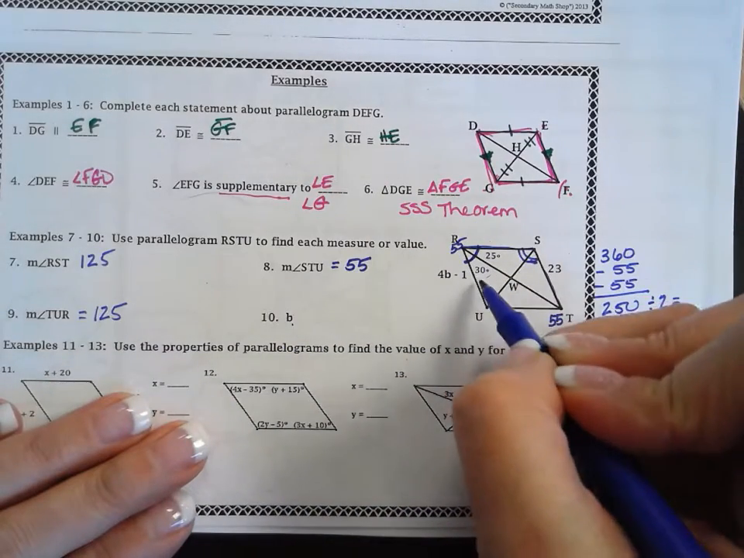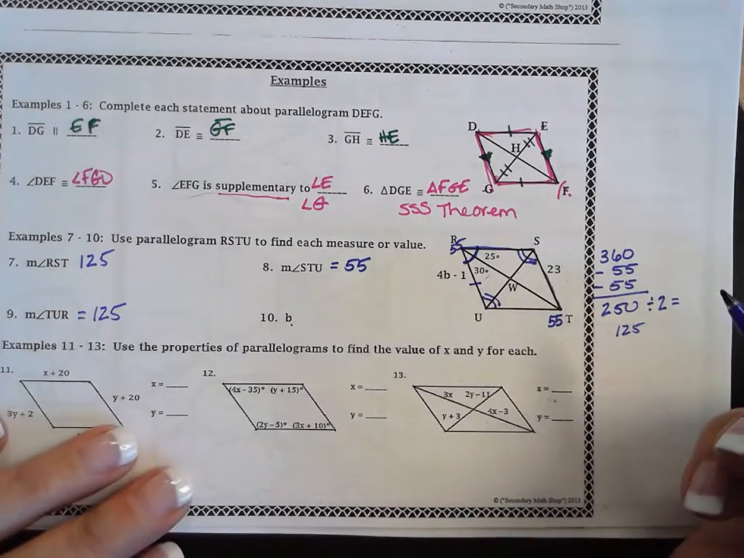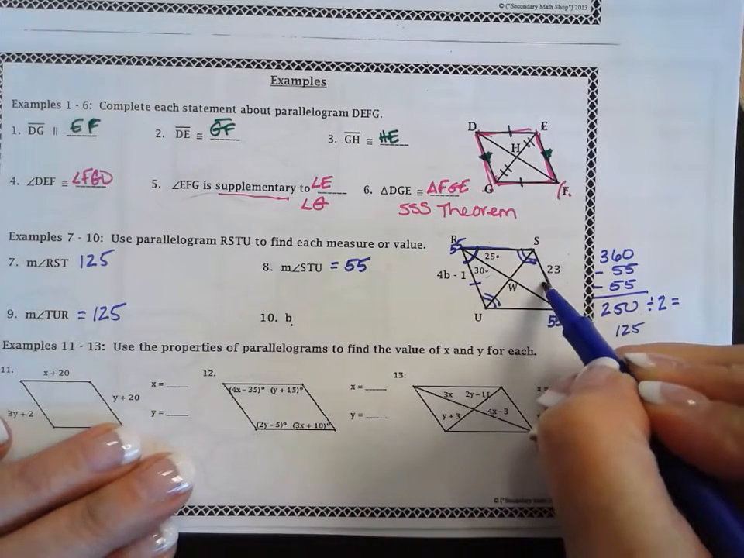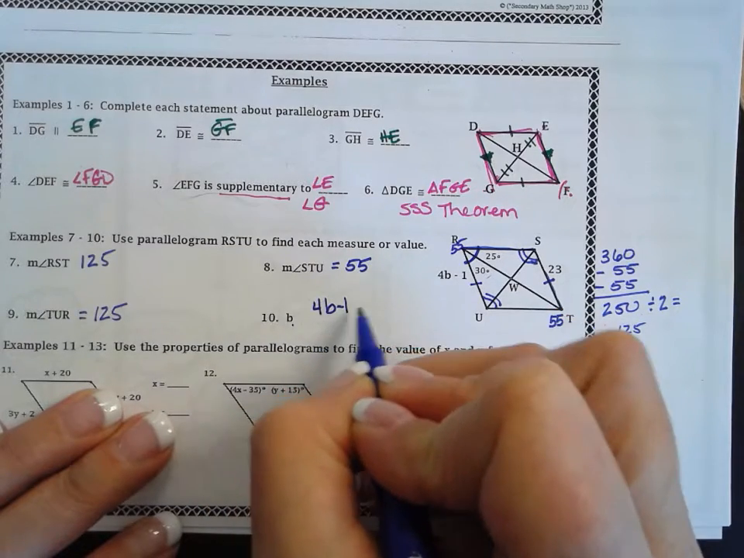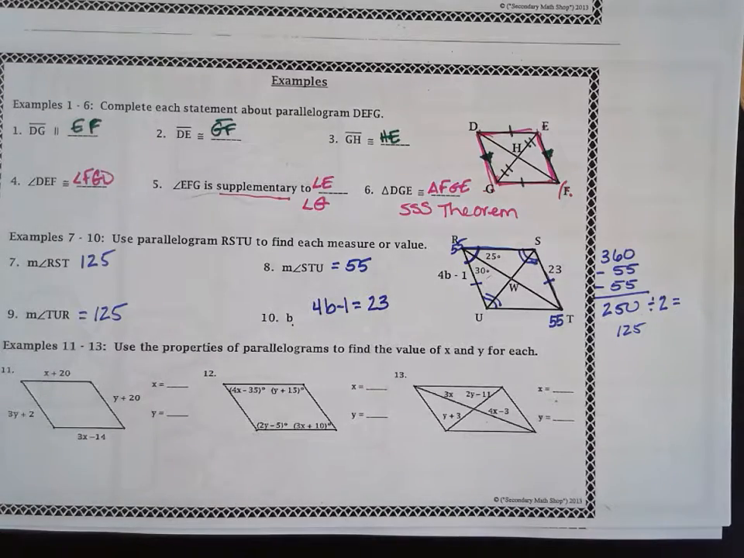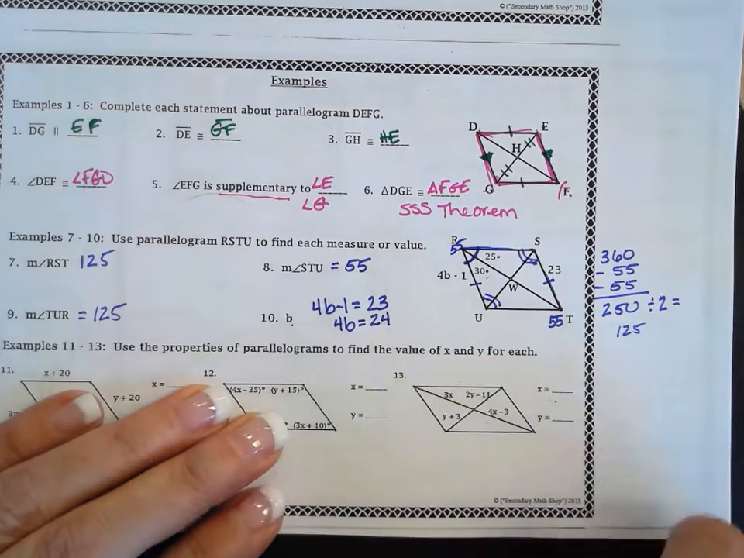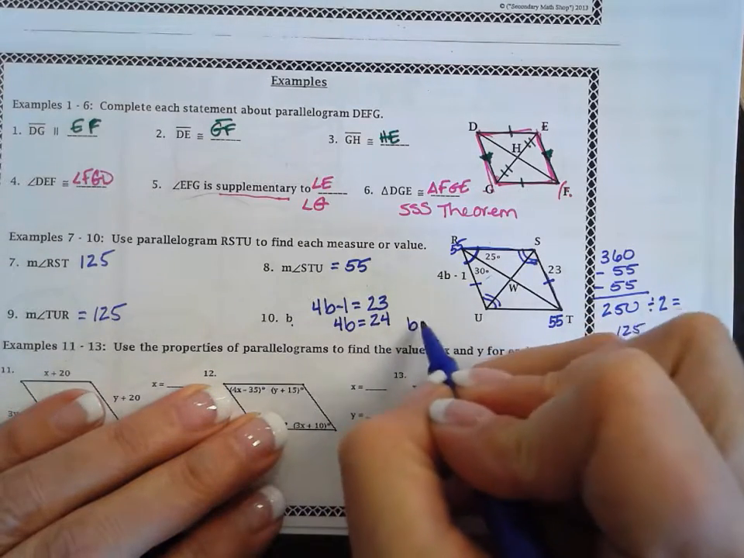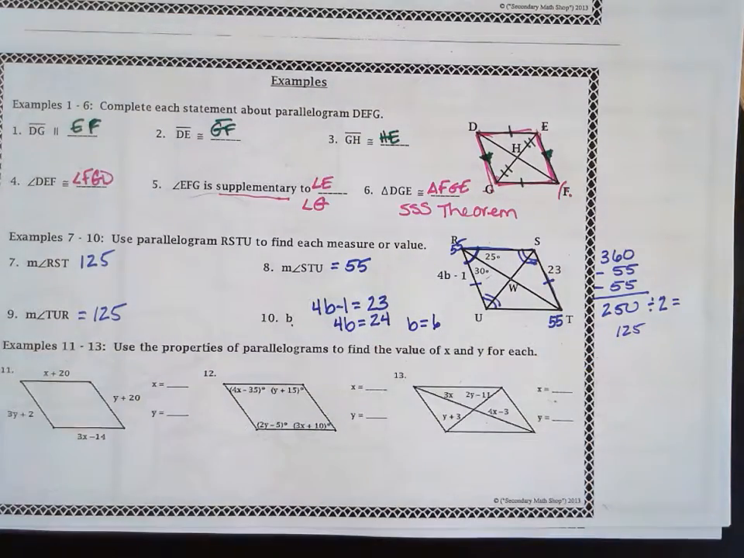Okay? All right, now find B. If this side, which side is it congruent to? ST. So I could say 4B minus 1 is equal to 23. You agree with that? Okay, so 4B is going to be 24. That makes B equal to 6.